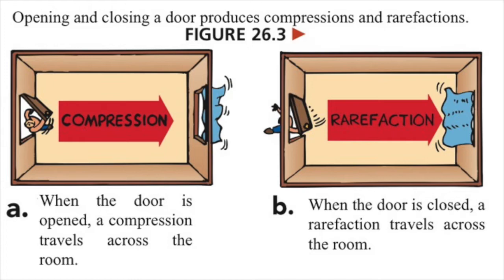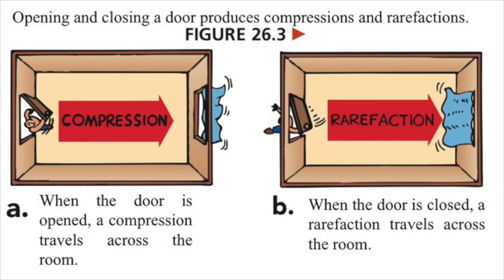When you quickly open the door, as in figure 26.3a, you can imagine the door pushing the molecules next to it away from their initial positions and into their neighbors. Neighboring molecules in turn push into their neighbors, and so on, like a compression wave moves along a spring until the curtain flaps out of the window. A pulse of compressed air has moved from the door to the curtain. This pulse of compressed air is called a compression.